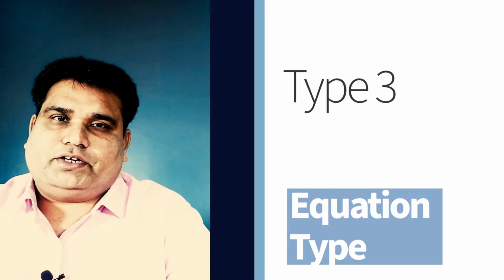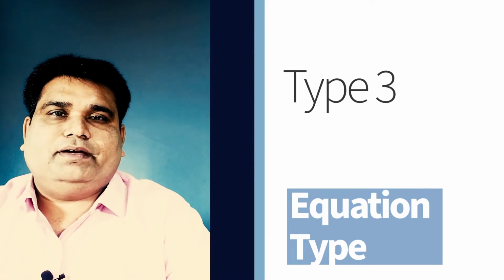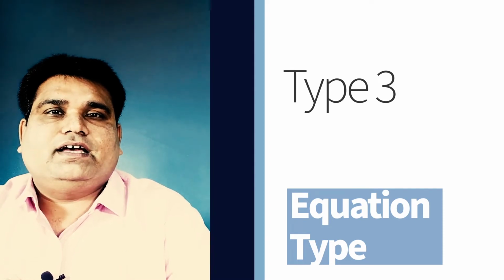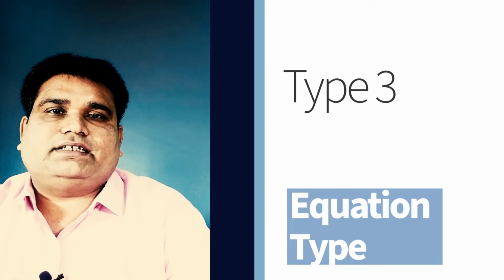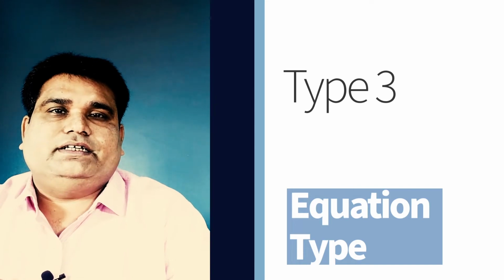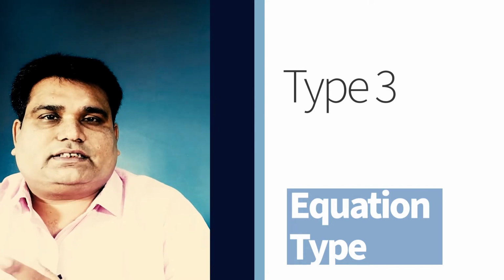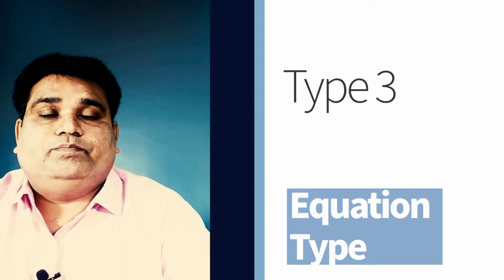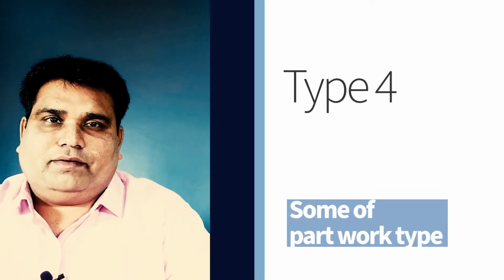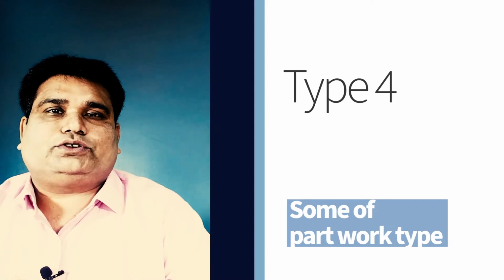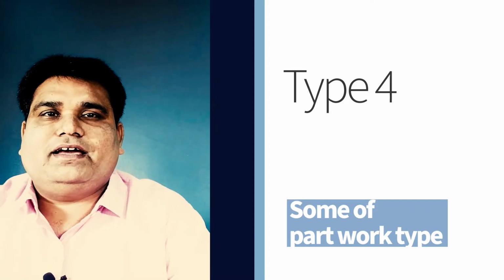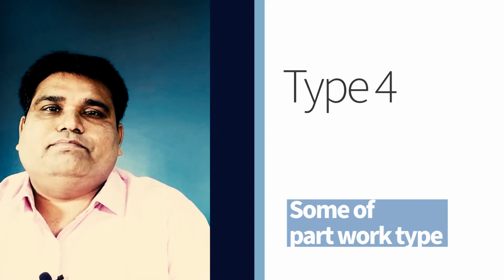Third is the equation type of problem, where they will say that A and B together can finish in that many days, and B and C together will finish in that many days, and C and D can finish in that many days, and then we need to find out in how many days A, B, C, D will finish. So we'll discuss this type 3 problem as well. Type 4 problems are very important, which we can call some part of work. In this kind of question, some part of the work is done by A and some part of the work is done by B.